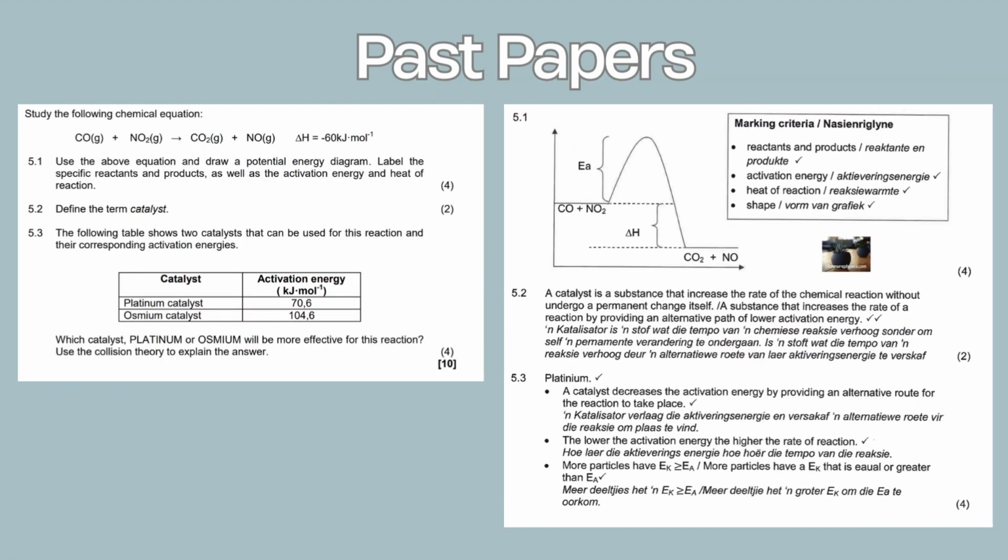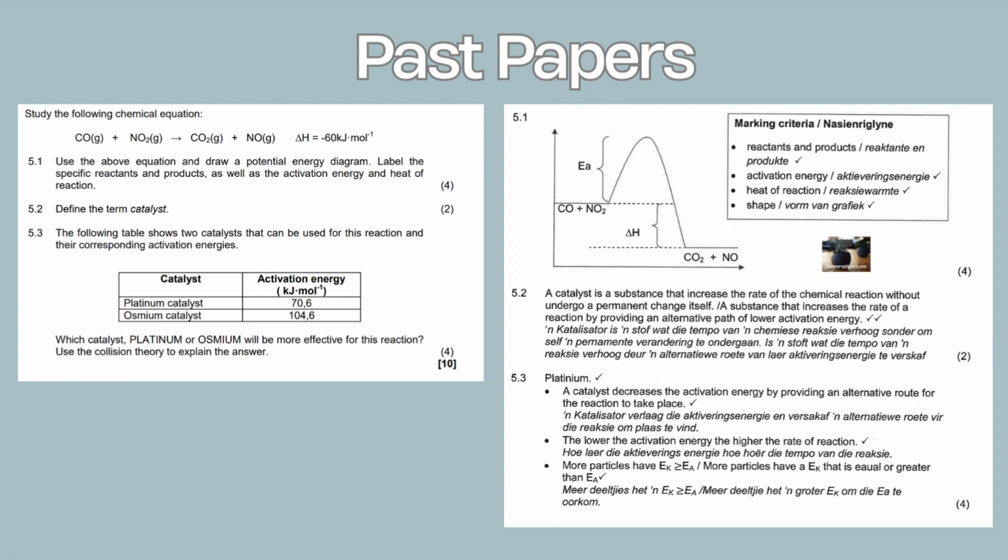The next one reads, study the following chemical equation. Use the above equation and draw a potential energy diagram. Label the specific reactants and products as well as the activation energy and heat of the reaction. So the activation energy is the top part and the heat is the difference between the products and reactants, which is labeled here, and you literally just take the reactants and the products from the equation given.